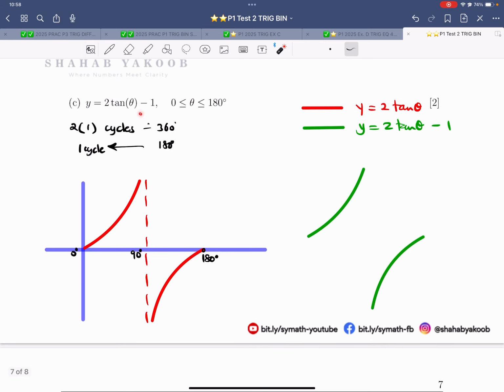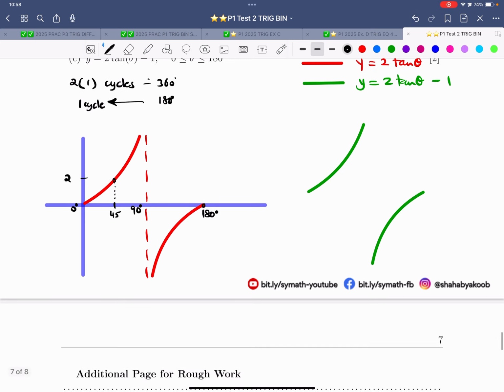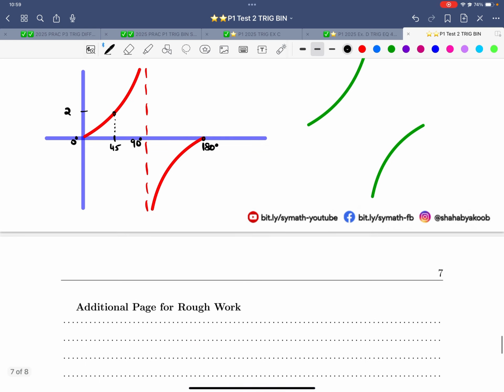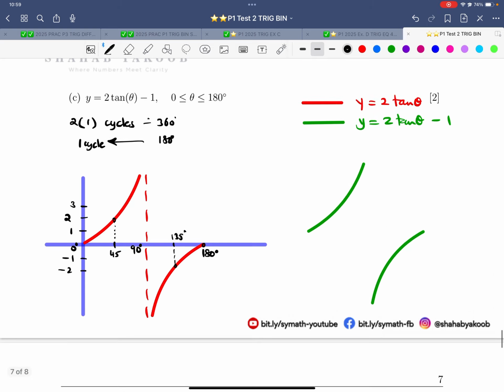2 tan theta minus 1, 0 till 180. 2 cycles in 360. In 180, 1 cycle. And the red one is 2 tan theta. If you want to, you can label a point. Not necessary, but you can. 45 degrees. This value is 1, but because of the 2, this is 1 into 2, which is 2. And then between 90 and this thing 180, there is 135. Touch the line, go left, that is -2. So this is 2, this is 1, this is -2, this is -1, this is 3, something like this.